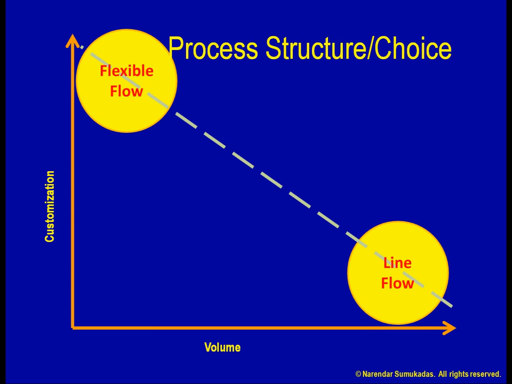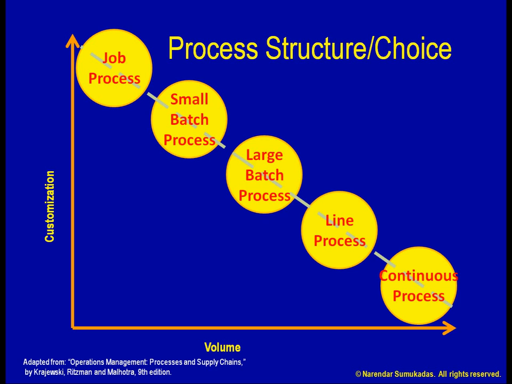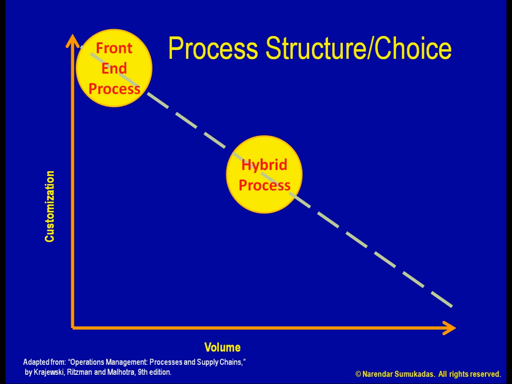For a manufacturing process, our process choice could be a job, batch, line, or continuous process. For a service process, our process choice could be a front-end, hybrid, or back-end process.